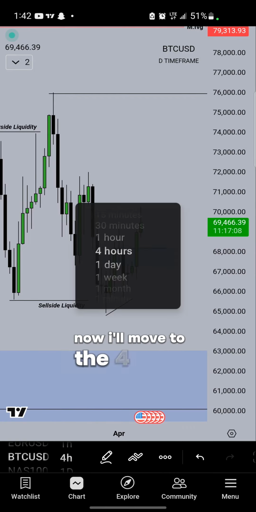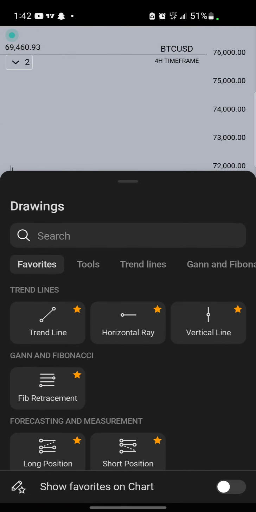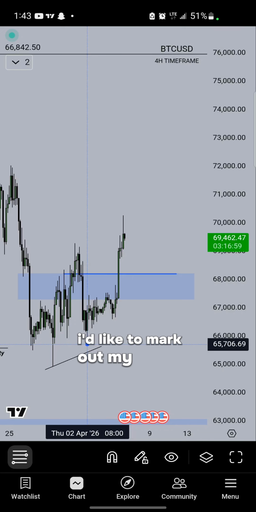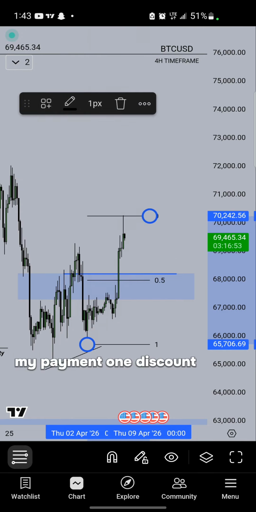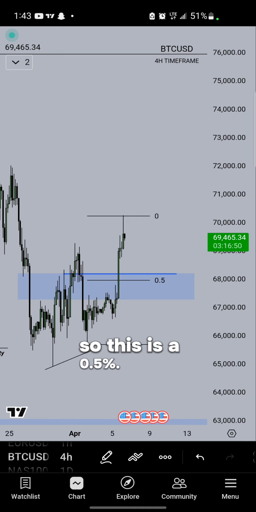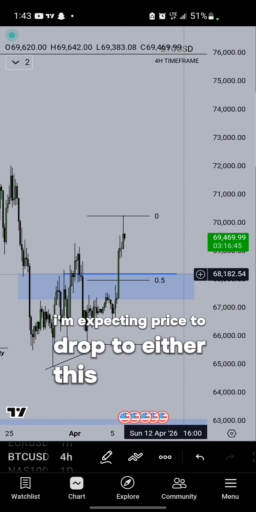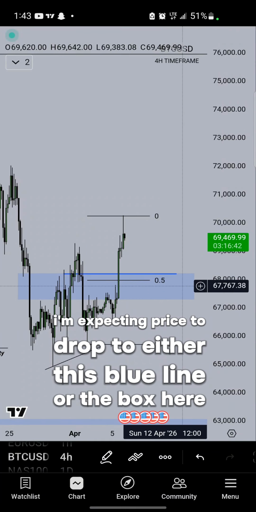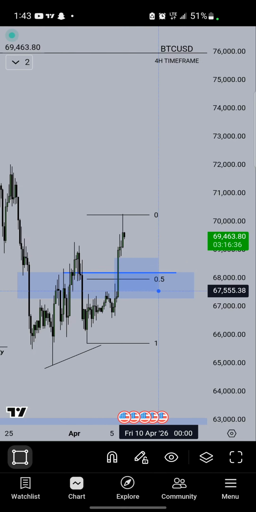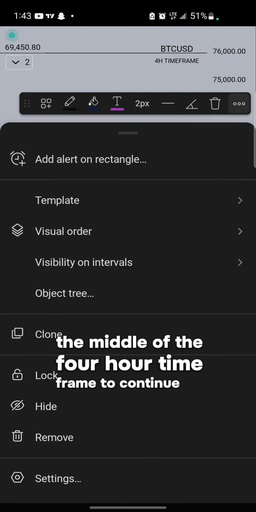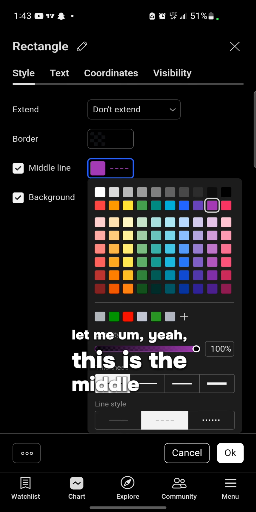Now I'll move to the 4 hour time frame. On the 4 hour time frame, I'd like to mark out my support and my premium and discount levels. So this is the 0.5. What I'm expecting is price to drop to either this blue line or the box here, or use the middle of the 4 hour time frame to continue its movement. Yeah, this is the middle line.